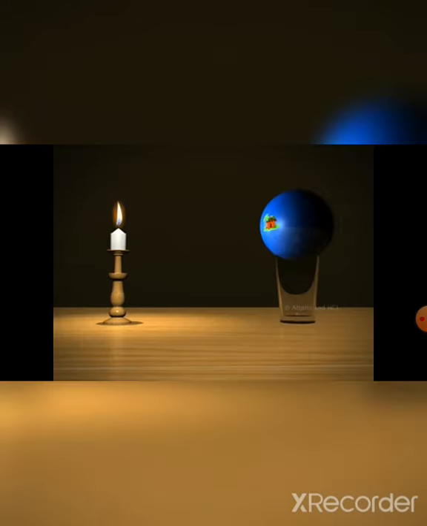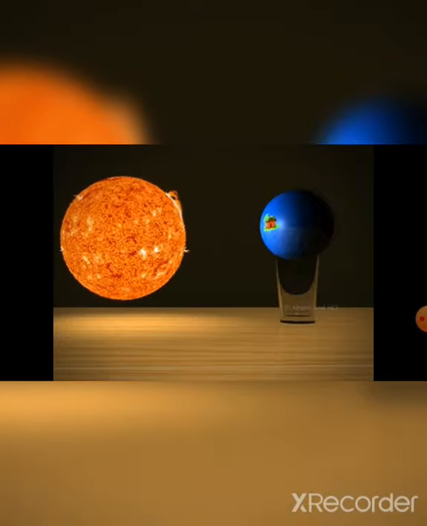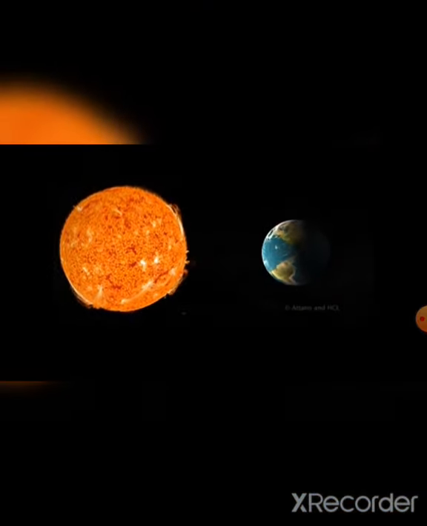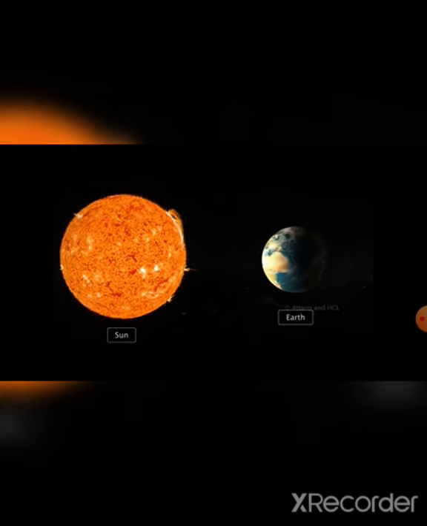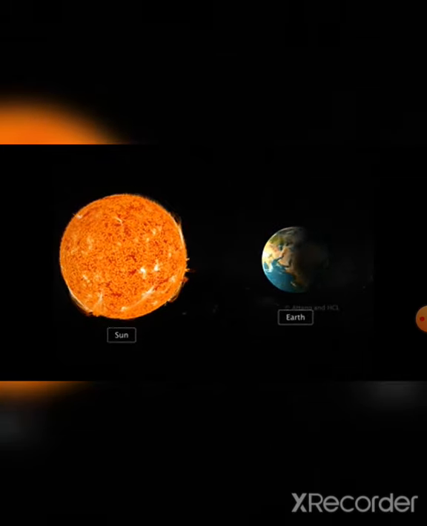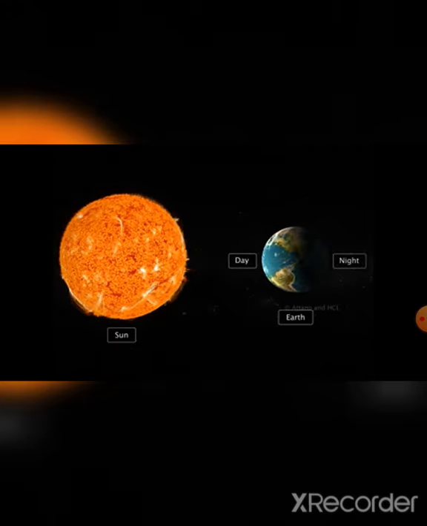Now imagine the candle is the sun and the ball is the earth. At any time, only one half of the earth gets sunlight and it is daytime there. The other half does not get sunlight and it is night there. So, the sun does not disappear. It's due to the movement of the earth that there is day and night. So, rotation means the spinning of the earth around its own axis.